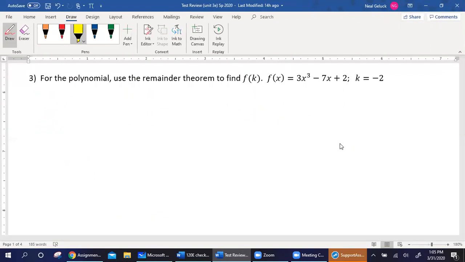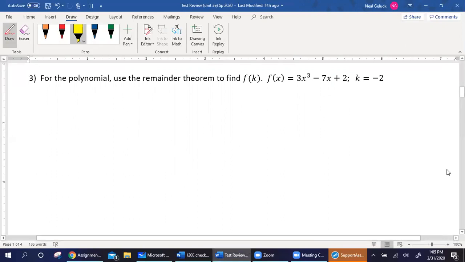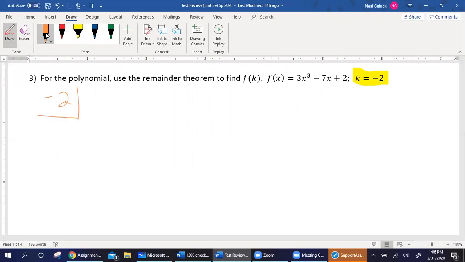On number 3, we're going to use the remainder theorem to find f of k. So I do not switch the sign on this because it's just giving me the number k. I'm going to synthetically divide again. Now notice on this one that my powers go 3, 1. So I skip over the x squared term, which means I have to put in a 0 there. So this is going to be 3, 0, -7, 2.